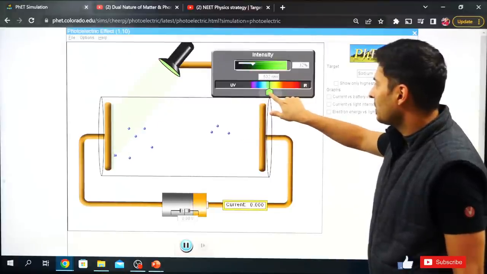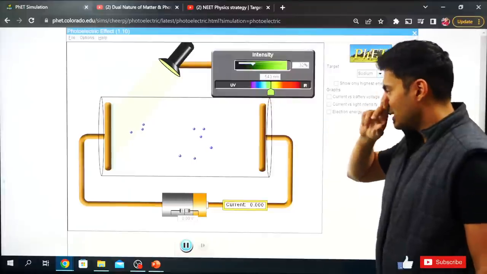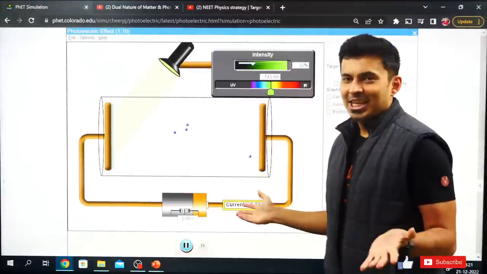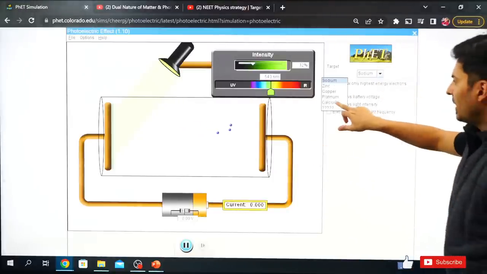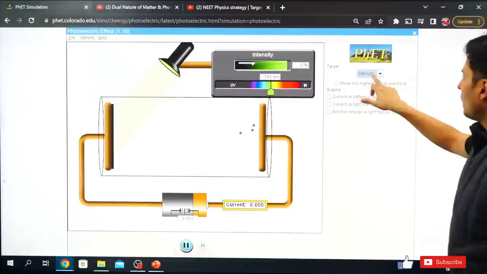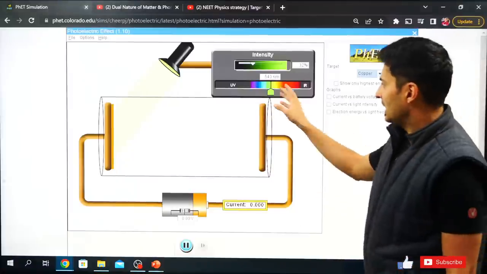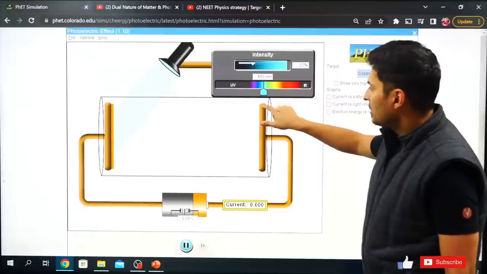Okay, still it is going on. If I make it slightly more, maybe it stops. Yes, there you go. Somewhere in that green zone, it has stopped. Great. If I change the metal from sodium to, I don't know, maybe calcium or something, or maybe copper. Okay, let's try. For copper, it's still not working. So I need to change the wavelength and see. It's still not working.